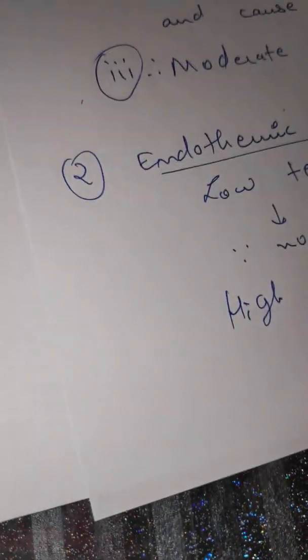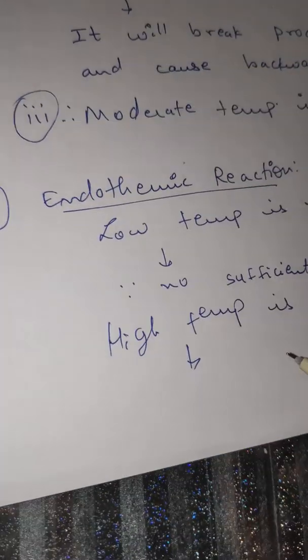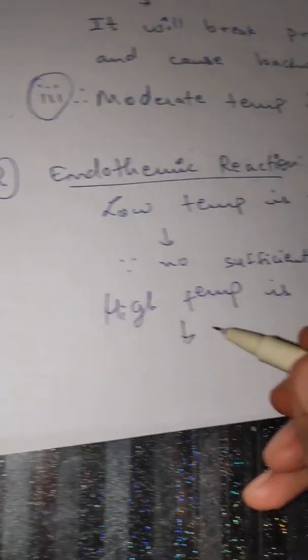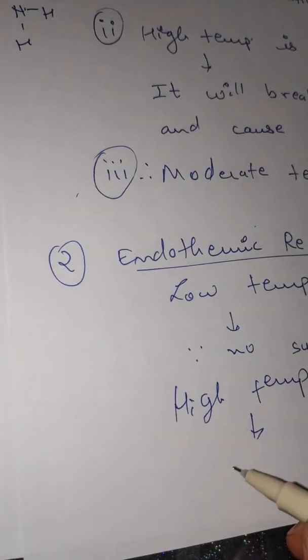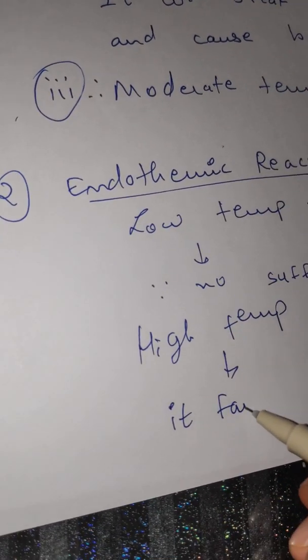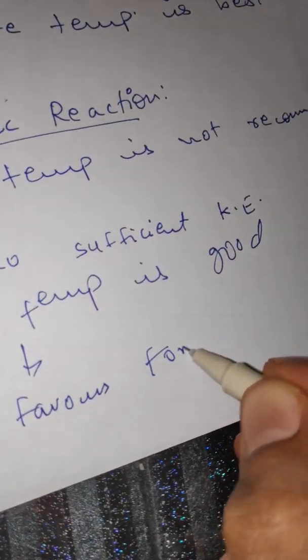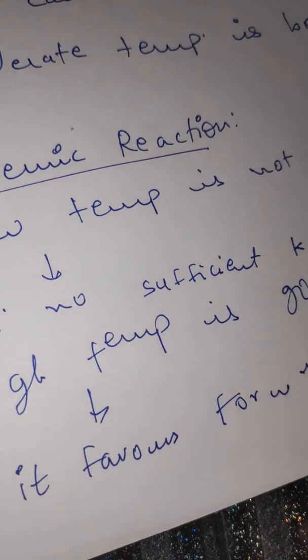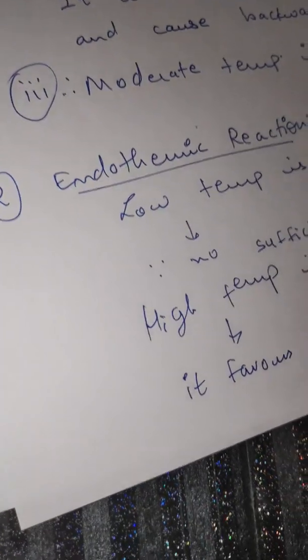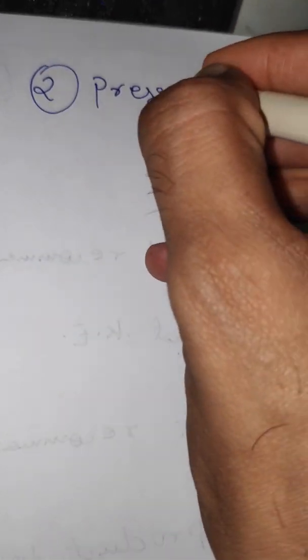This is because endothermic wants to have a large amount of energy. So since you give a lot of energy to it, high temperature is recommended because it has sufficient energy, because it favors forward reaction. It favors forward reaction. That is it. Alright, so here I have spoken about the temperature. Now the second thing that I will be talking about is pressure. So the second point, we are talking about pressure.